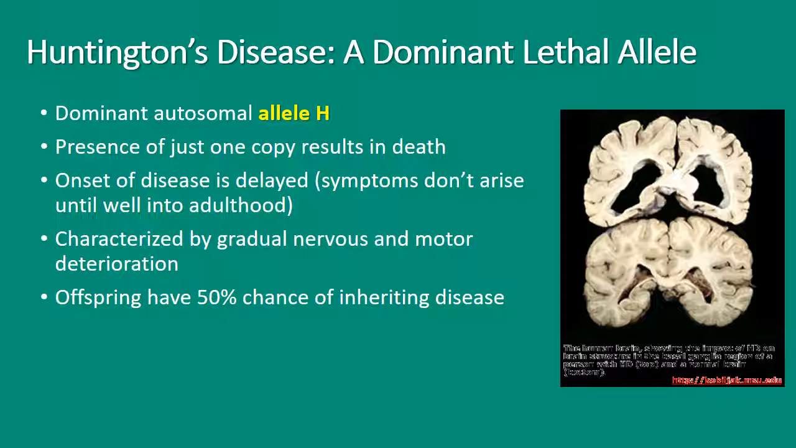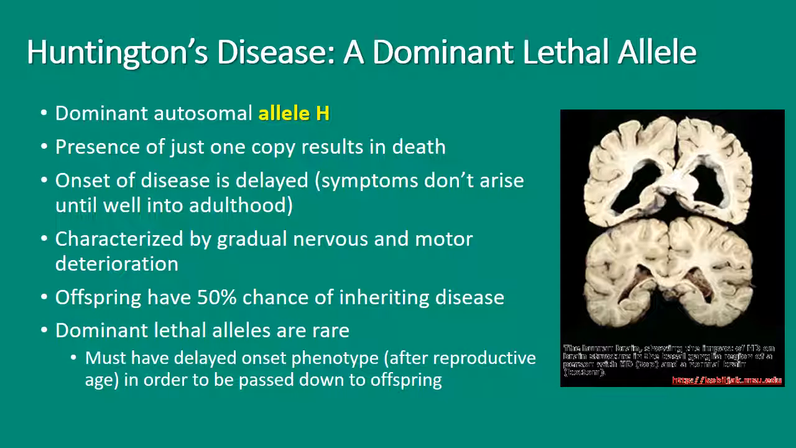And offspring, because if you have the allele, if you have the disease, then you have a 50-50 shot of transferring that allele to your children. So they have a 50% chance of inheriting the disease. Now the only way this works is if the people that have the disease can get to the age of reproduction to pass that trait down.